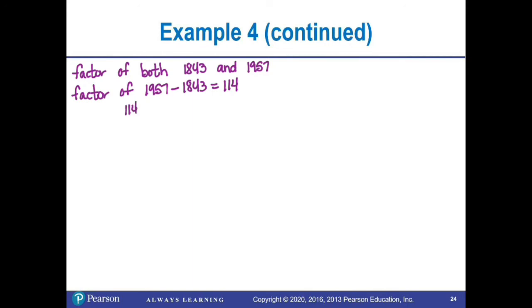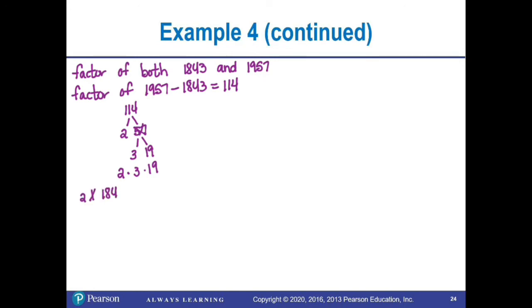So let's look at the factors of 114. Well, 2 is a factor. 114 I can rewrite as 2 times 57. 57 is composite. I can rewrite it as 3 times 19. All of my numbers are now prime, so my prime factorization is 2 times 3 times 19. Any factor of 1843 and any factor of 1957 would also have to be a factor of 114. So we're thinking about 2 or 3 or 19.